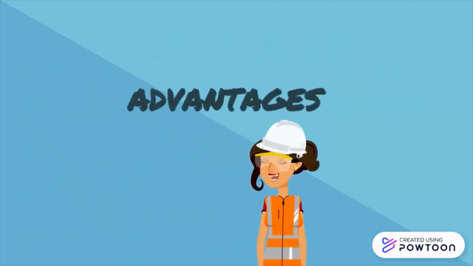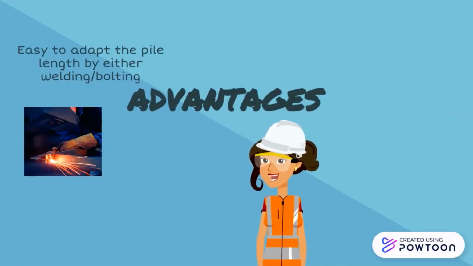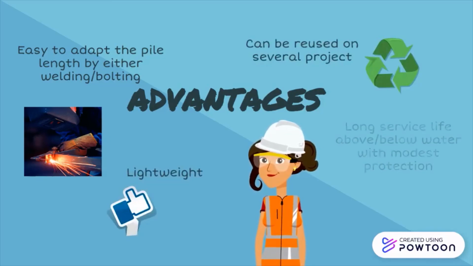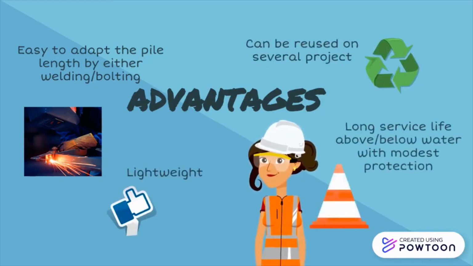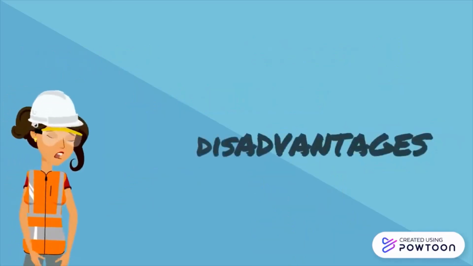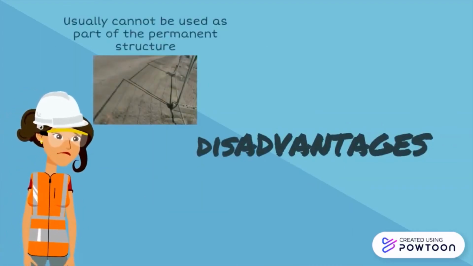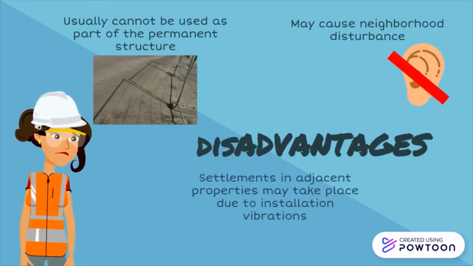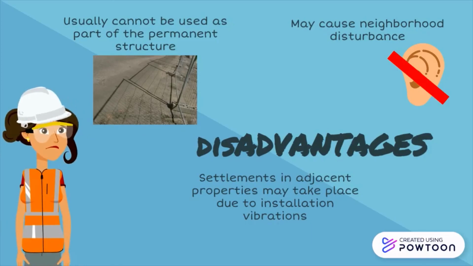Advantages of sheet pile: easy to adapt the pile length by either welding or bolting, can be reused on several projects, lightweight, long service life above or below water with modern protection. Disadvantages of sheet pile: usually cannot be used as a permanent structure, may cause neighborhood disturbance, and settlement in adjacent property may take place due to installation vibration.